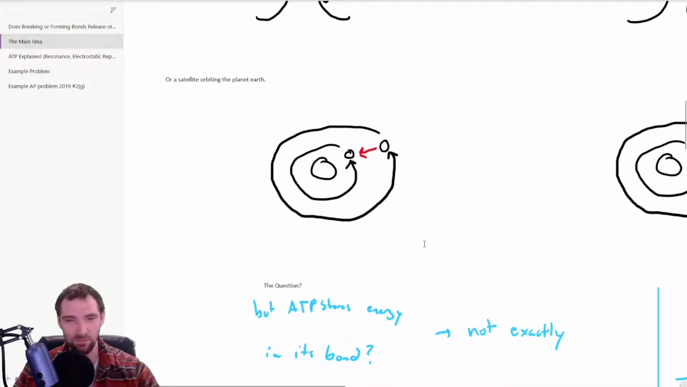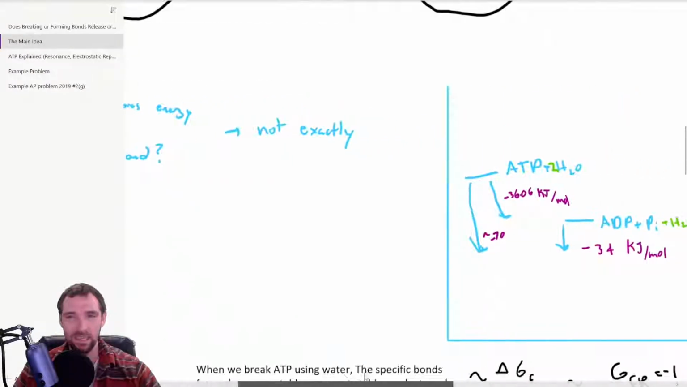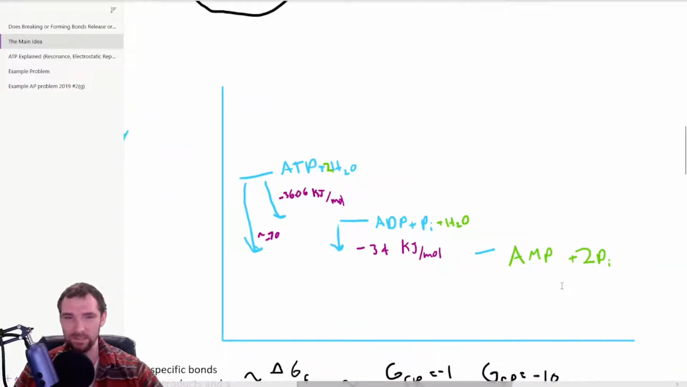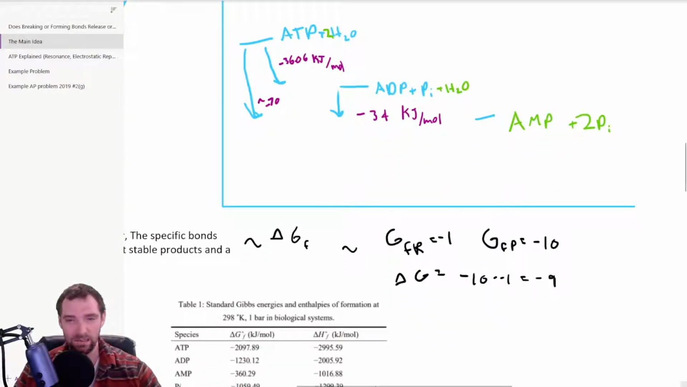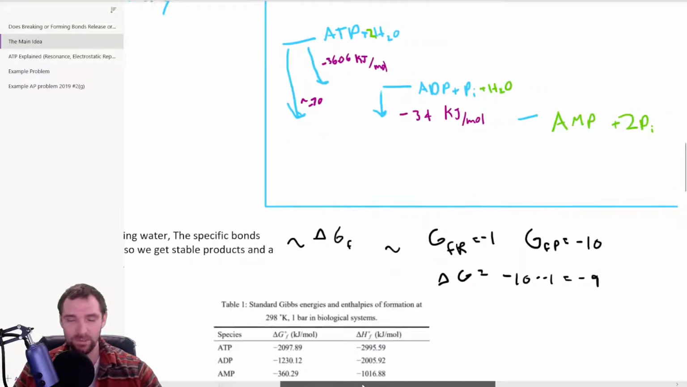So the question is, well, what's going on with ATP? I thought ATP stores energy in its bond, and it's not really about just the ATP's bond. It actually has to do with all these other bonds that are going on. Because yes, you're making ATP turn into ADP or AMP, but you're also, as you can see, getting rid of some water here, and you're making this inorganic phosphate. And so to really understand what's going on here is, yes, you're breaking some bonds, but you're also forming some other bonds.